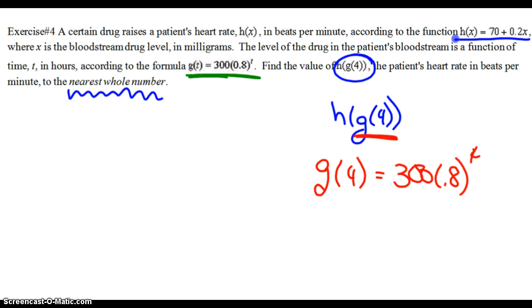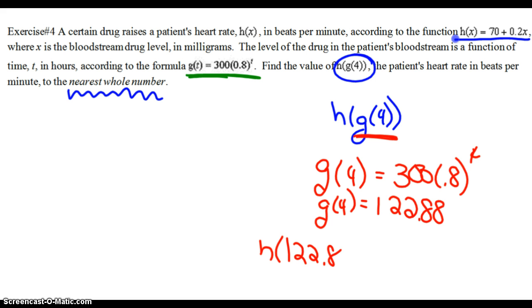Okay. Typing that in. And you're going to end up with 122.88. Now I know the question says make sure you leave it to the nearest whole number. Don't stop midway. Use the whole decimal now. Plug this value you found for g of 4 into h. So h of 122.88. And that's going to do 70 plus 0.2 times that value of x, 122.88.